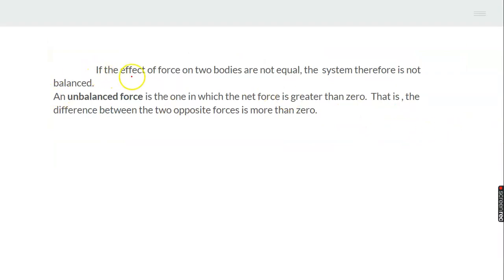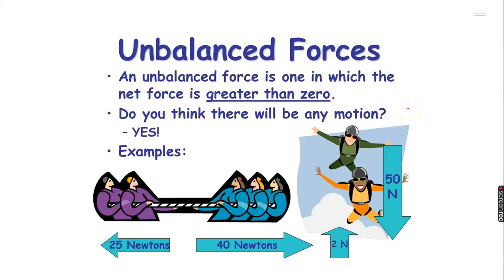And another point, if the effects of force on two bodies are not equal, the system therefore is not balanced. An unbalanced force is one in which the net force is greater than 0. That is, the difference between the two opposite forces is more than 0. We'll see that in a bit. So these are unbalanced forces. You have a series of unbalanced forces right here.